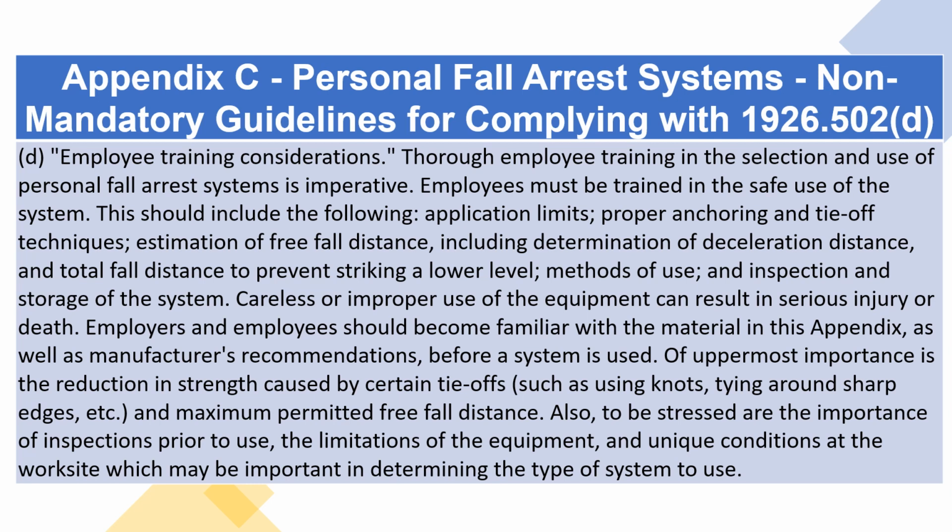Employers and employees should become familiar with the material in this appendix, as well as manufacturers' recommendations, before a system is used. Of uppermost importance is the reduction in strength caused by certain tie-offs, such as using knots, tying around sharp edges, etc., and maximum permitted free fall distance. Also, to be stressed are the importance of inspections prior to use, the limitations of the equipment, and unique conditions at the worksite which may be important in determining the type of system to use.